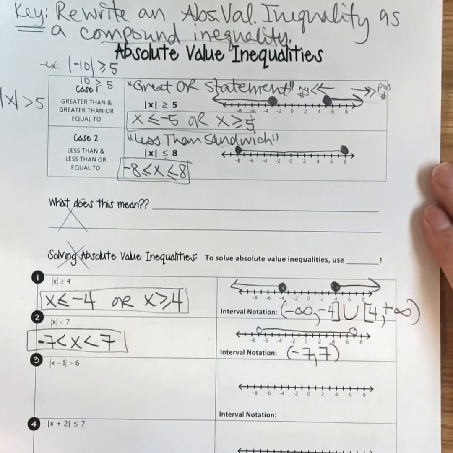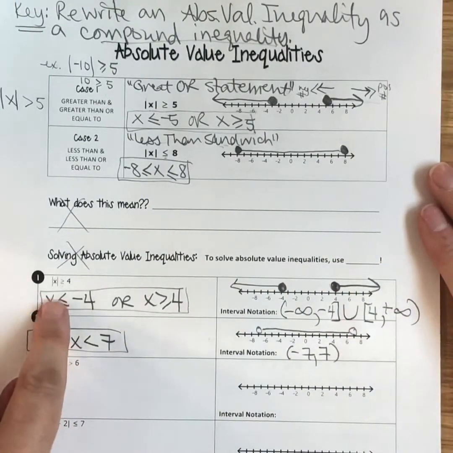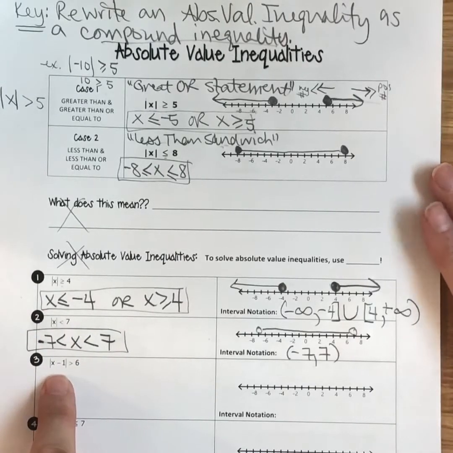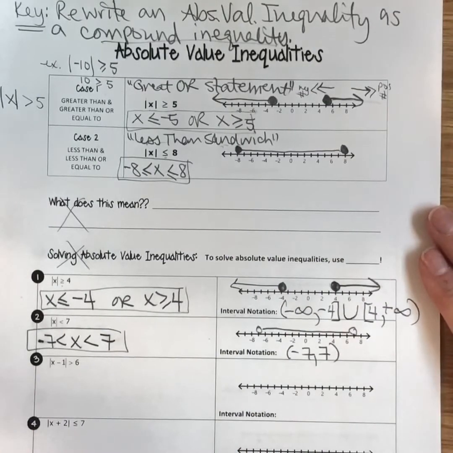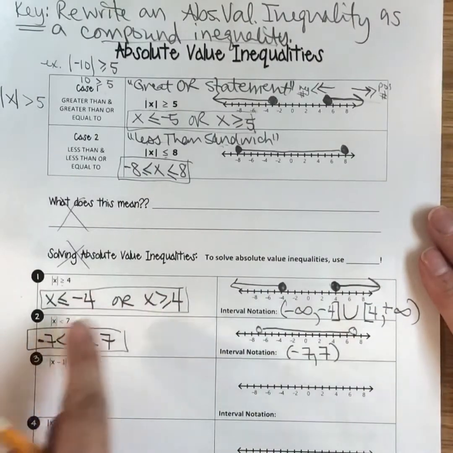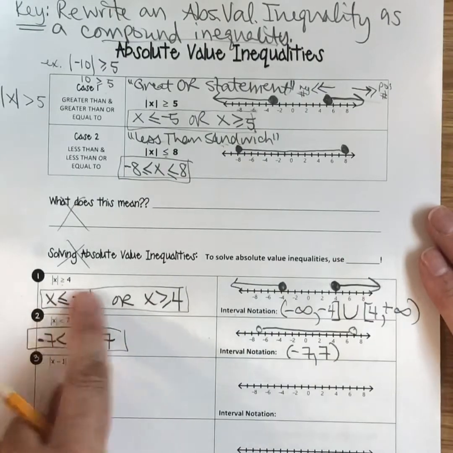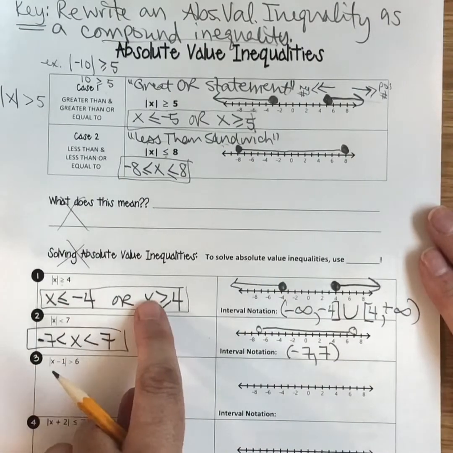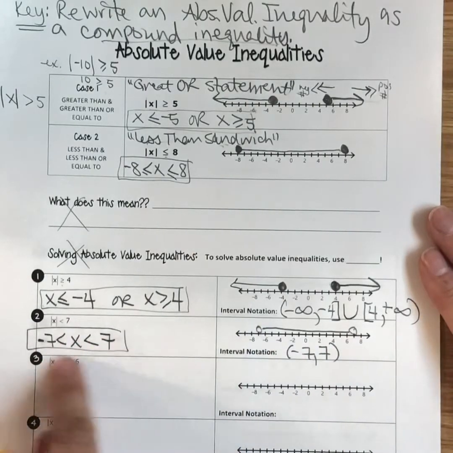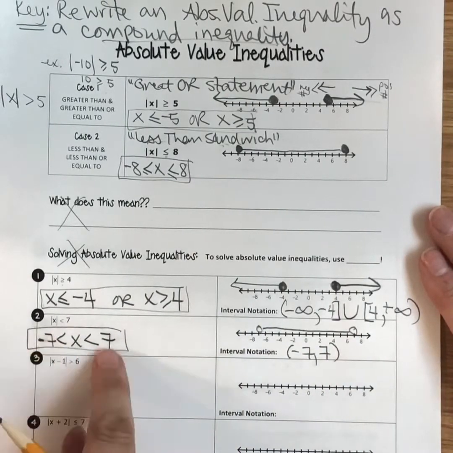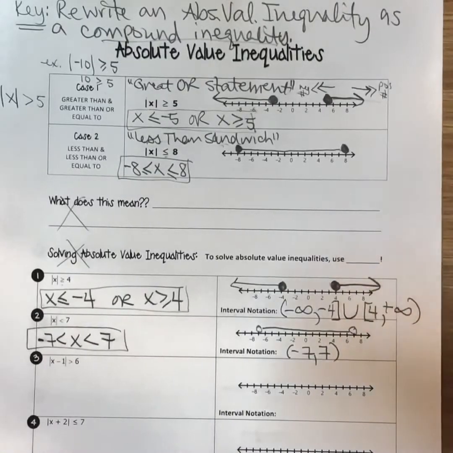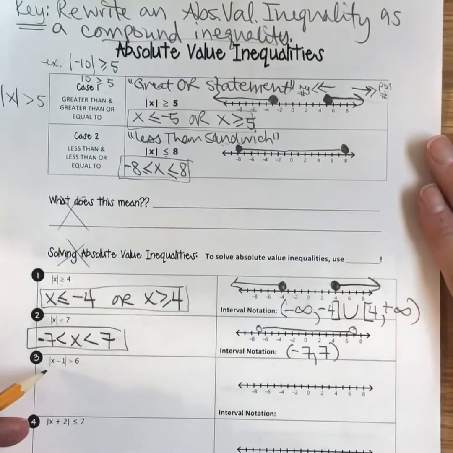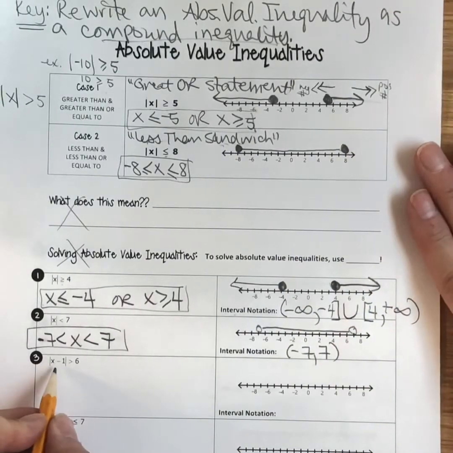Now you start to see that we don't just have plain x like we do in number 1 and 2. We have operations like -1 plus 2 multiplied by 3. So once we set up these two situations, either the great or statement, less than the negative or greater than the positive, or we write the less than sandwich with the negative on the left and the positive boundary on the right, we might have to solve for x. Okay, so like at number 3, the absolute value of x - 1 is greater than 6.